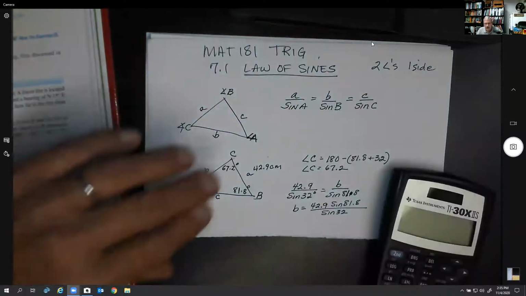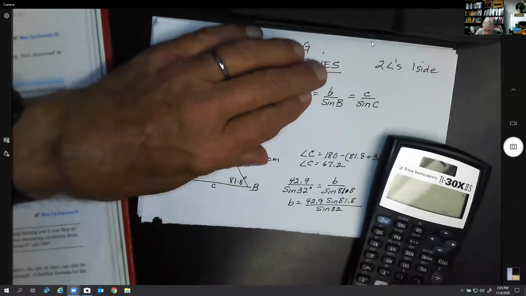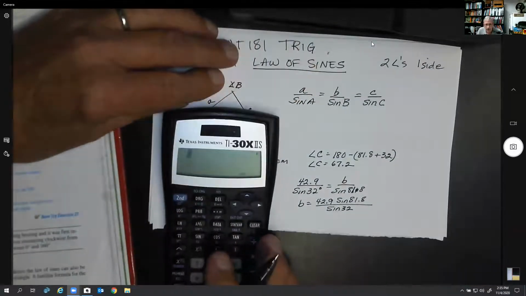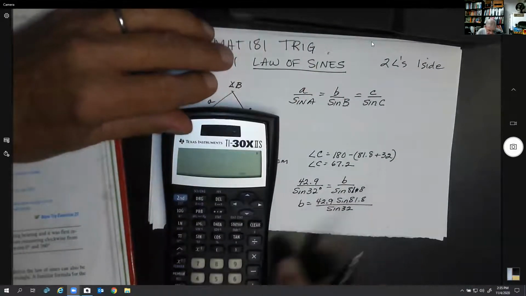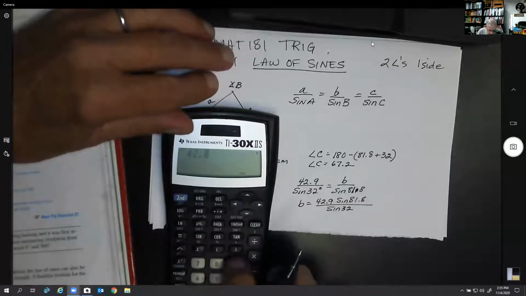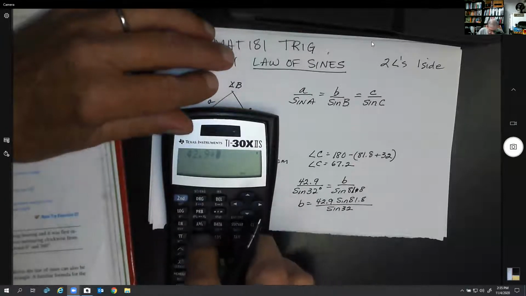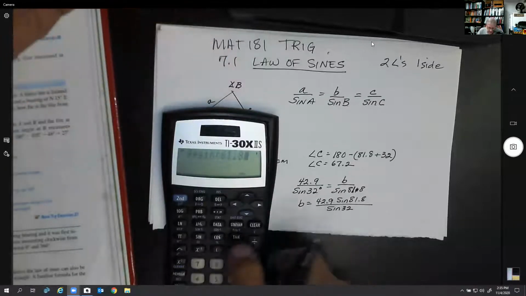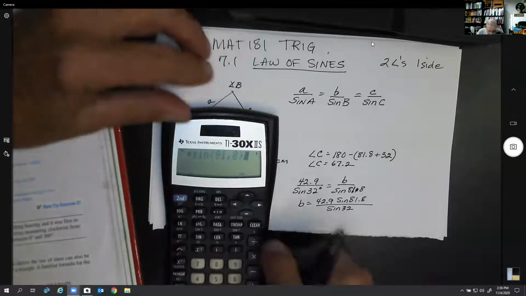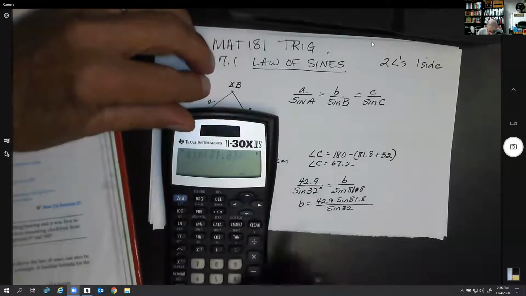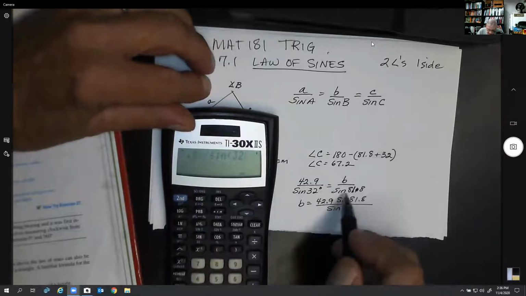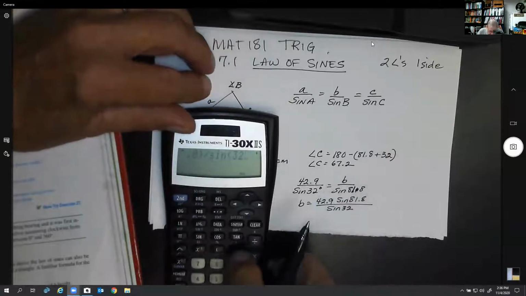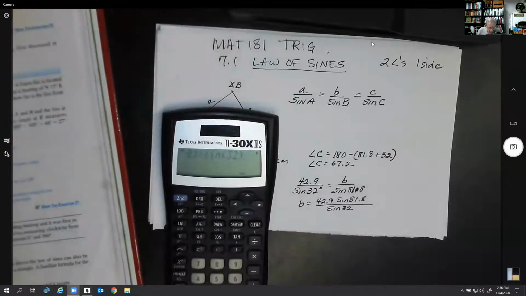So all we got to do is put this into our calculator. Very easy. Put it over here so we can see a little bit better. I've got 42.9 times sine 81.8, but we do want to make sure we close this parentheses. Divide by the sine of 32. I like to write this down because this shows I know what I'm doing. And hit equal, and I get 80.12.